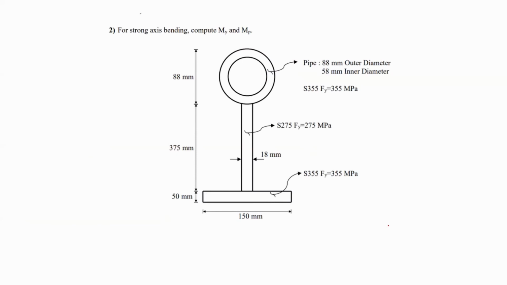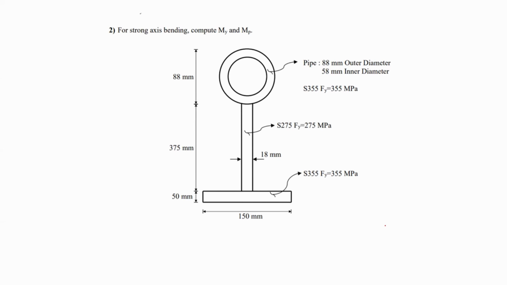Now we continue to problem number 2. Honestly, this is a difficult one. This is not easy. If you can solve this problem, you can solve any other problems similar to these ones, finding the yielding moment or the plastic moment. So this is a difficult problem, and we will solve it together. Let's read the question. For strong axis bending, compute My, the yielding moment, and the plastic moment, Mp.